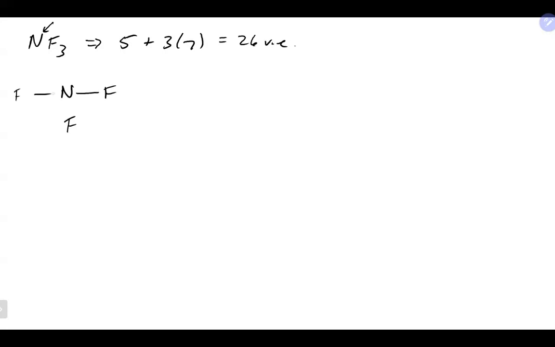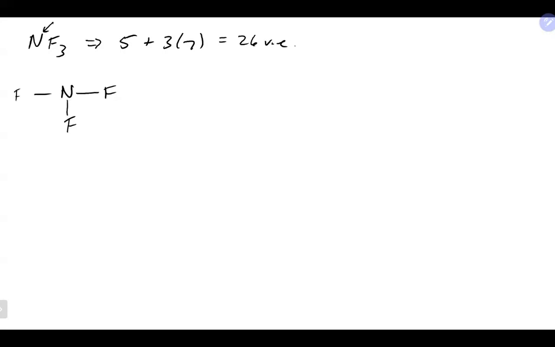So if we drew, say, our NF3, this would have 5 for the nitrogen, which is group 5, 7 for each of the fluorine, and there's 3 of them. That means this picture should have 26 valence electrons. Nitrogen being the least electronegative should go in the center. Fluorine should go around it. Again, one single bond from the center to each of the outside atoms.